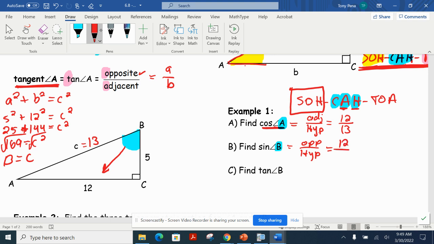So notice how 12 is the adjacent side for angle A, but it is the opposite side for angle B. Okay, so that's why we always got to know what angle we are dealing with. The hypotenuse would never change. The hypotenuse is still that 13, and then that is your answer. All right.